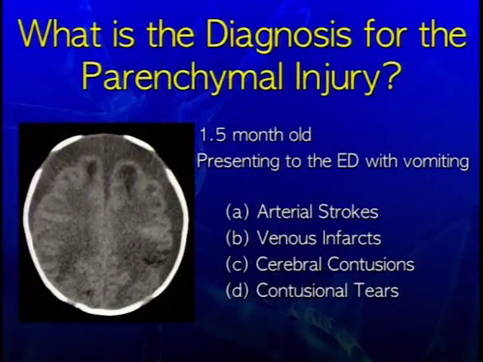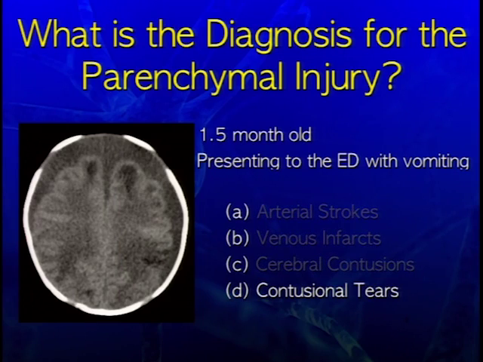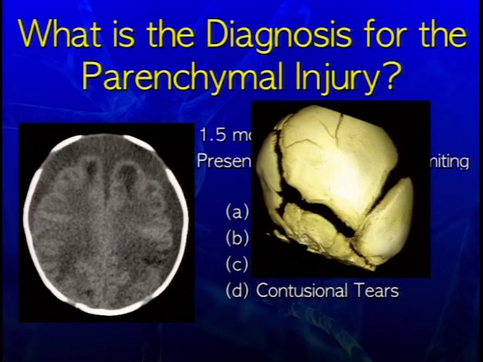So first of all, I'll start with the question: what is the diagnosis for this parenchymal injury? This is a month-and-a-half-old child that showed up to the emergency department with vomiting. The possible choices are arterial strokes, venous infarcts, cerebral contusions, or contusional tears. Hopefully all of you got that these are examples of contusional tears. And this is the reconstruction of the CT showing multiple fractures also in the parietal bone in this infant.